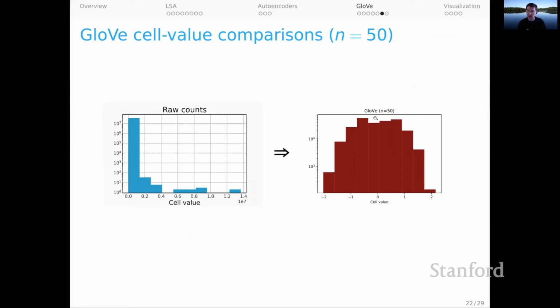This is the result of running GloVe at dimension 50. And you can see that the values are extremely well scaled between -2 and 2 and nicely normally distributed. This is an outstanding input to modern machine learning models. And I think this is probably a non-trivial aspect of why GloVe has been so successful as a kind of pre-trained basis for a lot of subsequent machine learning architectures.